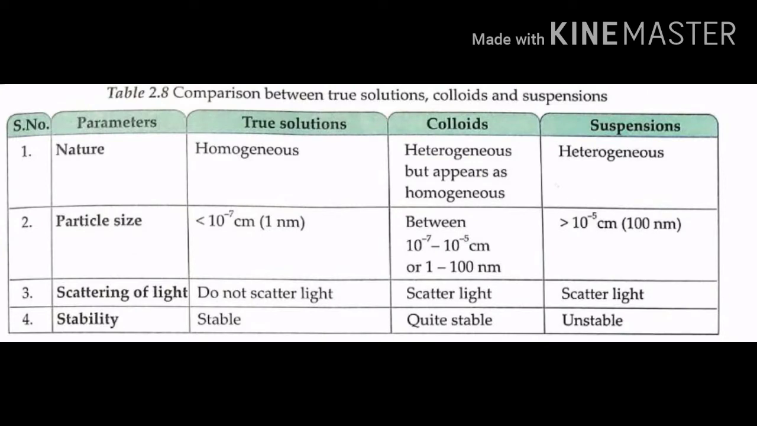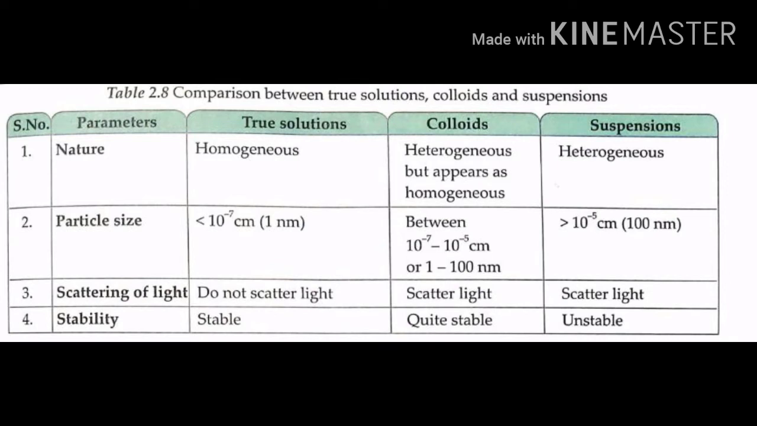Comparison between true solutions, colloids and suspensions. Serial number, parameters, true solutions, colloids and suspensions. Nature: true solution homogeneous, colloids heterogeneous but appears as homogeneous, suspension heterogeneous in nature. Particle size: true solution less than 10 power minus 7 centimeter, that is 1 nanometer. Colloids between 10 power minus 7 to 10 power minus 5 centimeter, that is 1 to 100 nanometer. Suspension greater than 10 power minus 5 centimeter, that is 100 nanometer.